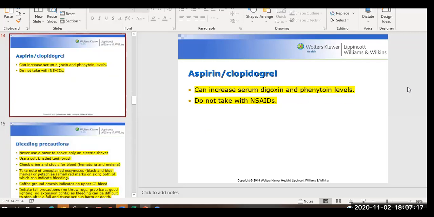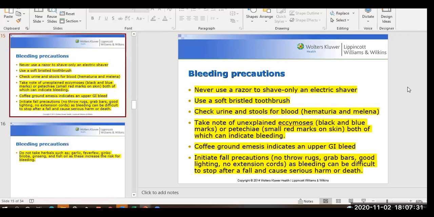And you also should know that aspirin, clopidogrel, they can increase your serum DIG levels, and you should never take them with NSAIDs because now you've increased your bleeding risk, right? Pretty straightforward. And when it comes to bleeding precautions, and these apply to all of these meds, right? Anticoags, antiplatelets. Don't use a razor, no sharp objects. Don't run with scissors, only use an electric shaver. Soft bristle toothbrush so your gums don't bleed. Always have the patient check their urine and stools for blood.